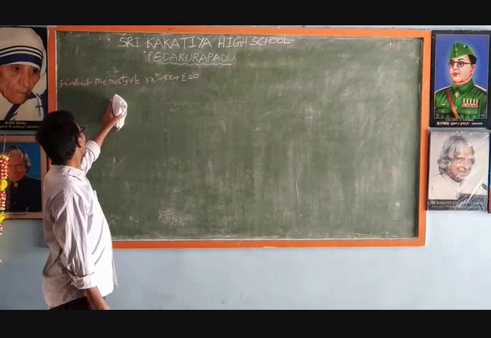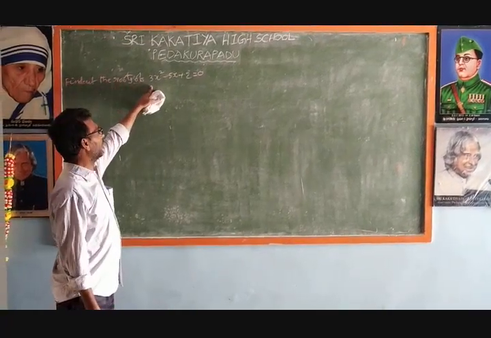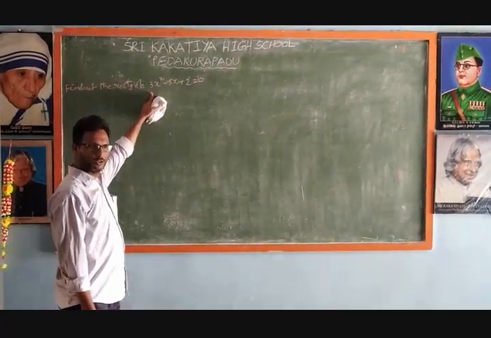Good morning, students. Now we want to find out the roots of 3x square minus 5x plus 2 is equal to 0.